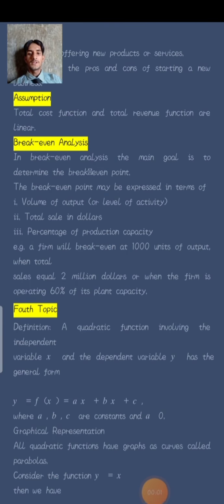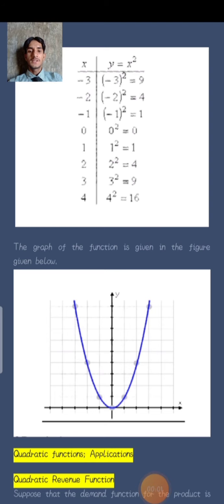Fourth topic, definition. A quadratic function involving the independent variable x and the dependent variable y has the general form y equals ax squared plus bx plus c, where a, b, c are constants and a is not equal to 0. Graphical representation. Every quadratic function graphs as a curve called a parabola. Consider the function y equals x squared, and the graph of the function is given in the figure below. Quadratic function applications.